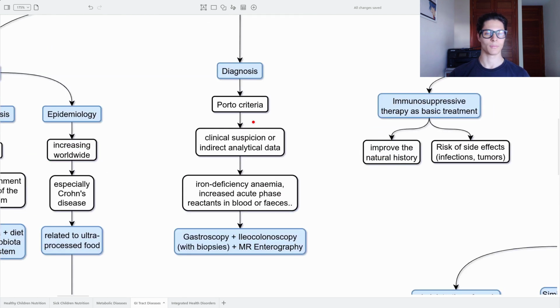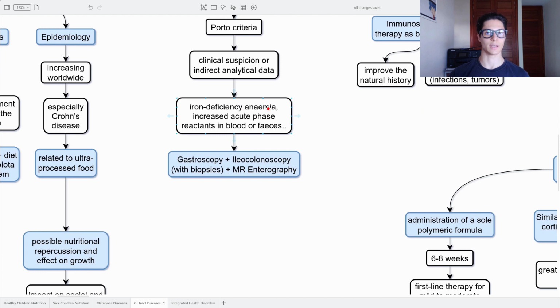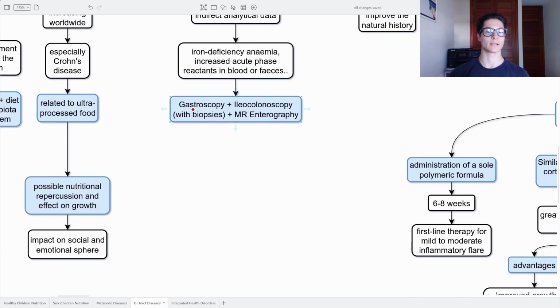The diagnosis, we have to follow the Porto criteria. There must be a clinical suspicion and indirect analytical data, such as iron deficiency anemia, increased acute phase reactants in blood or feces. And to do that, we do a gastroscopy and ileocolonoscopy with biopsies, together with a magnetic resonance enterography.